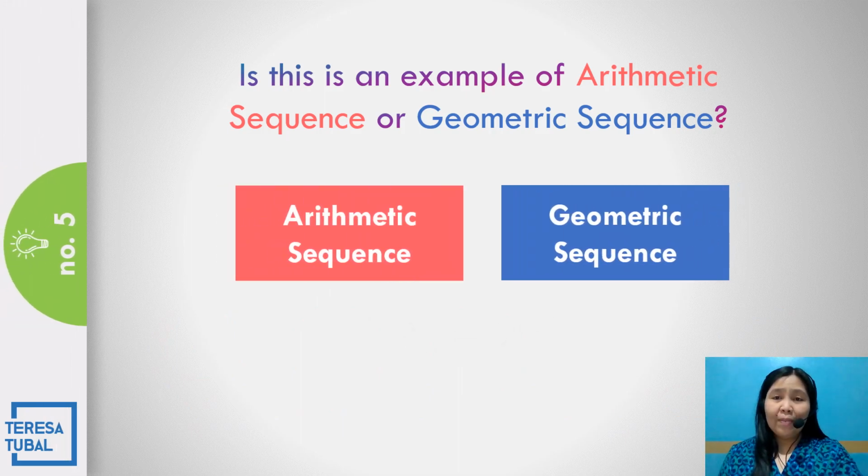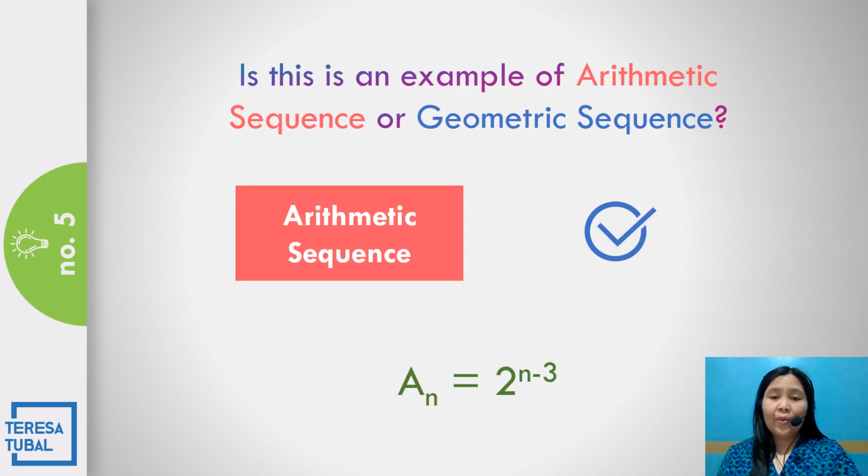Is this an example of arithmetic or geometric sequence? a sub n is equal to 2 to the n minus 3. Correct. The answer is geometric sequence because n becomes an exponent. n minus 3 becomes the exponent.